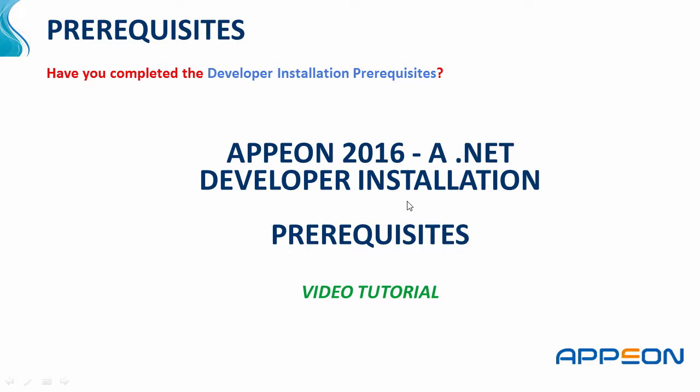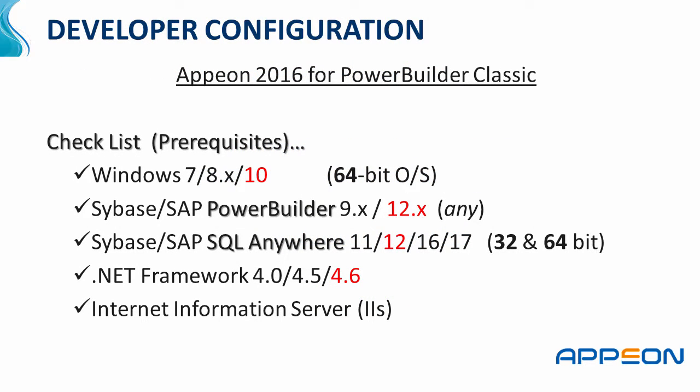Before you install the Appeon product suite, we're assuming that the developer installation or environment configuration has been completed. If not, please visit the Prerequisites video tutorial for more detailed information on how to get your environment ready. In this particular video, we've already got Windows ready to go. I'm using Windows 10 64-bit. I have PowerBuilder 12.6 installed, SQL Anywhere version 12 installed, both the 32-bit and 64-bit versions. The .NET Framework 4.6 has been installed and configured, and the Internet Information Server has been installed and configured.